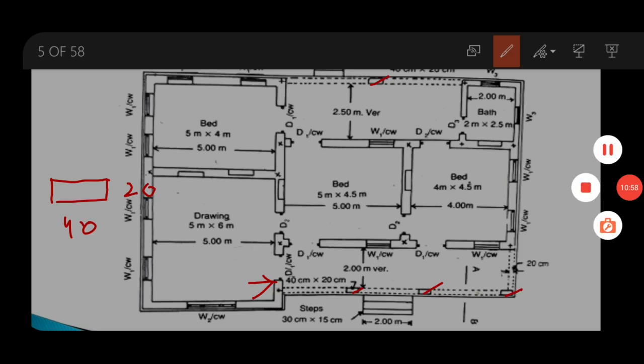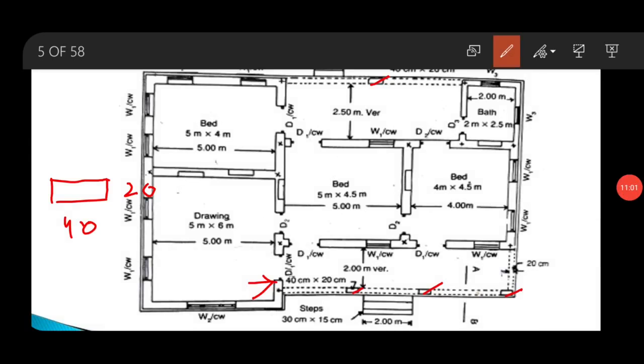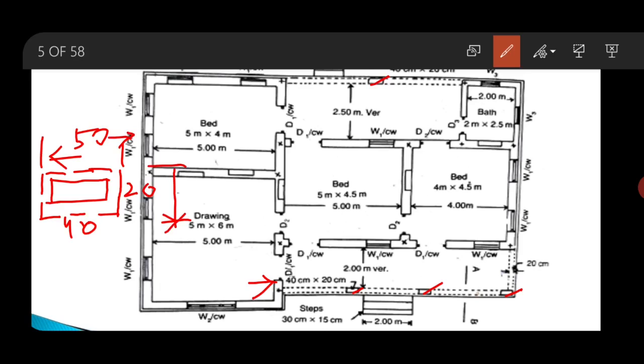And the DPC will be provided 5 centimeter extra on all the sides. Okay, so the DPC will be provided like this. As 5 centimeter is provided on all the sides, this will become 50, and on this side it will become 30 centimeter. So the size of the DPC will be 50 centimeter and 30 centimeter.